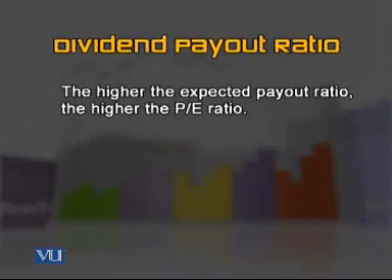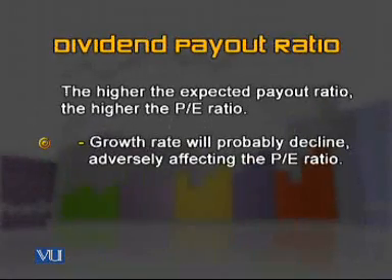Now, the higher the expected payout ratio, the higher the PE ratio. If you think the company will pay out more, then the price earning ratio will also be more, because remember, price earning ratio is replicating your ideas about the future of a company. Growth rates will probably decline, adversely affecting PE ratios, which will then come down. Price earning ratios replicate your confidence in a company. So higher PE ratios will tell that you are really confident about the company's future.